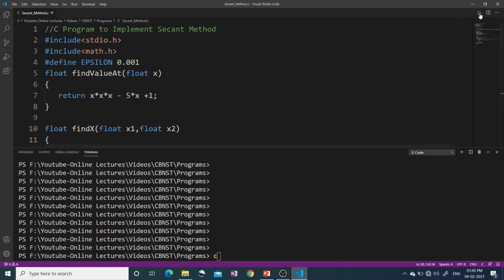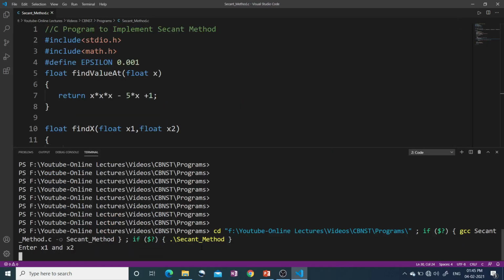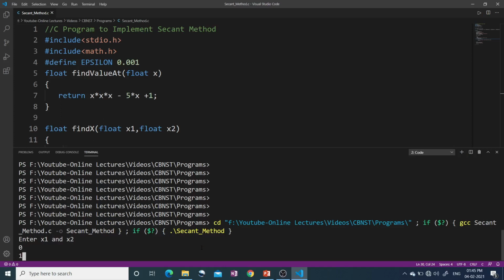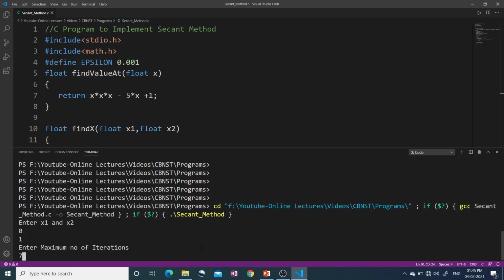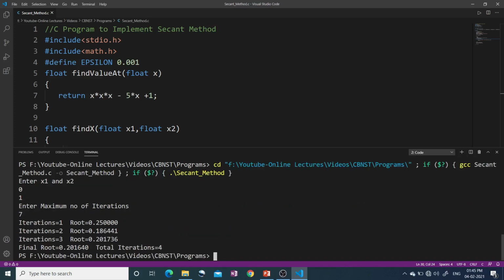Now let's run this program and see the output. Here I have to enter x1 and x2. So let's put 0 and 1, the same values that we have used in our secant method process. And let's say I want to run this process till 7 iterations. So here you see that I am getting the final root at 0.2016, and the total iteration for which this process has run is 4.